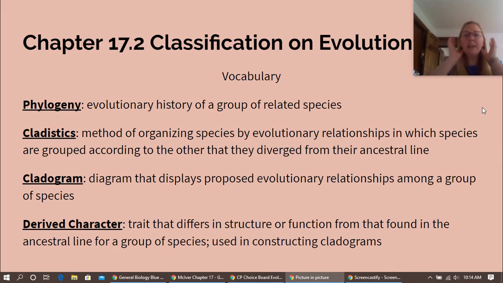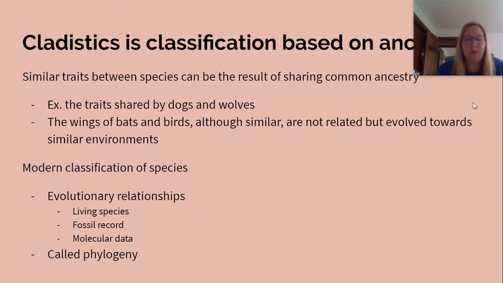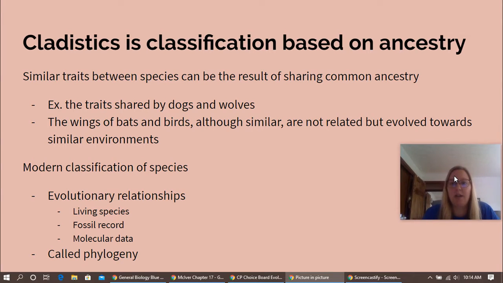A cladogram, again, we've seen this before. It's a diagram that shows the proposed evolutionary relationships among groups of species, and a derived character is a trait that differs in structure or function from that found in the ancestral line for a group of species, and it is used in the construction of cladograms. So cladistics is based on ancestry. Similar traits between species can be the result of common ancestry.